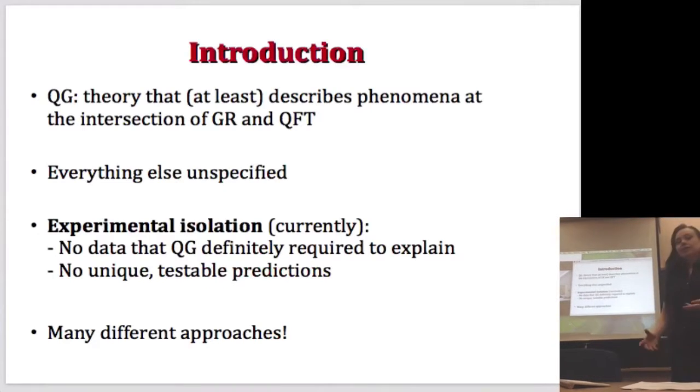Of course, the problem of quantum gravity is the problem of finding a theory that, at the very least, describes the phenomena at the intersection of general relativity and quantum field theory. And yet, everything else that the theory may describe, and even the form of the theory itself, is left open, so they're unspecified. The reason for this is the apparent extreme experimental isolation of the theory. Not only are there no data that the theory is definitely required to explain, but none of the approaches towards the theory have made any unique testable predictions at this stage. As a result, we don't have a theory of quantum gravity. Instead, we have many different approaches, each doing different things.